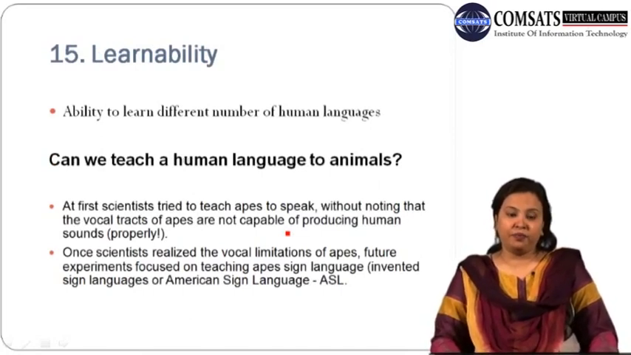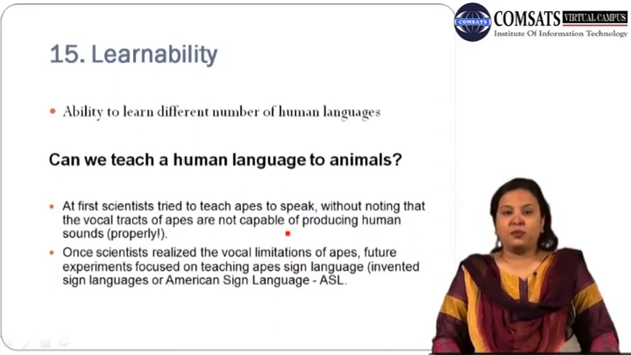Next, learnability. Human beings have the ability to learn different numbers of human languages. For example, as a multilingual living in Pakistan, I can speak my mother tongue Punjabi, I can speak Urdu, at the same time I can speak English. So I have the ability to learn any number of human languages. There is no restriction. According to linguistics research, a child can learn around 15 languages in the early stages easily. On the other hand, this feature of learnability is not possible in animals.